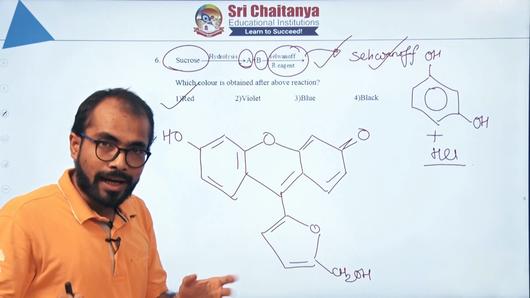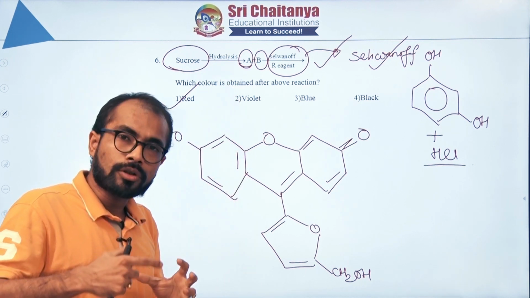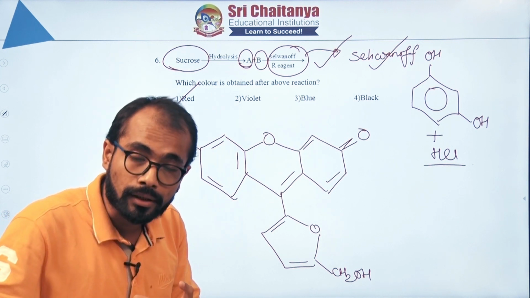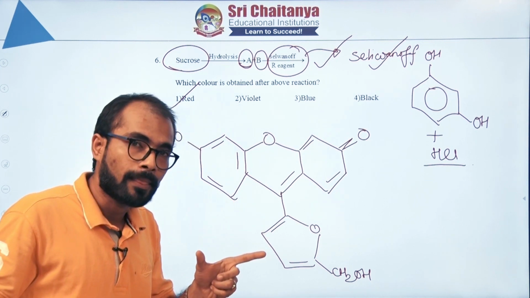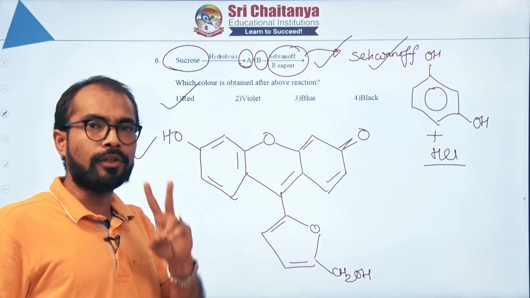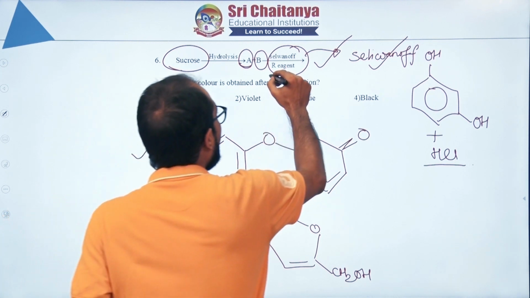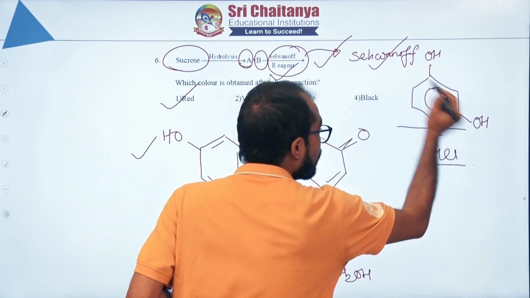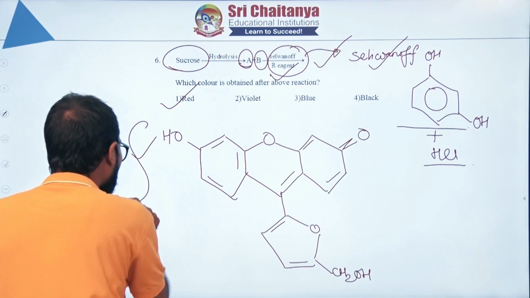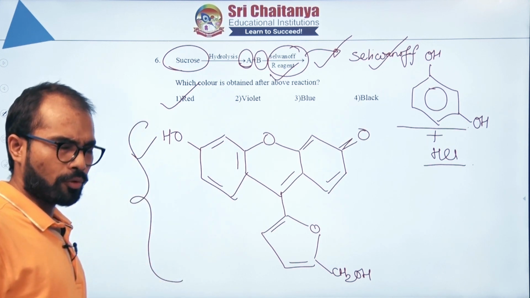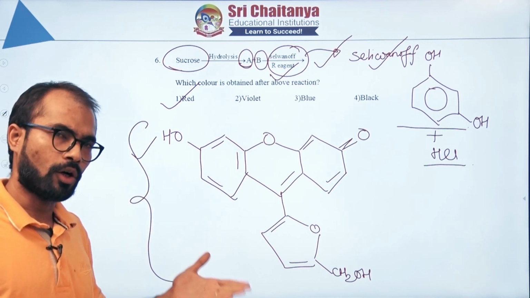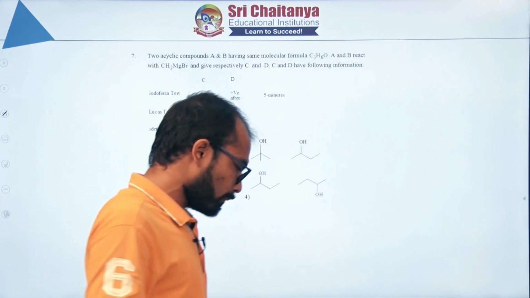Glucose is not going to react, fructose is going to react, and fructose will undergo dehydration into something like furfural, and that furfural is going to react with 2 equivalents of this reagent, that is 2 equivalents of resorcinol, and this particular compound will be obtained, which is red in color. Alright. So, next move on to the next question.